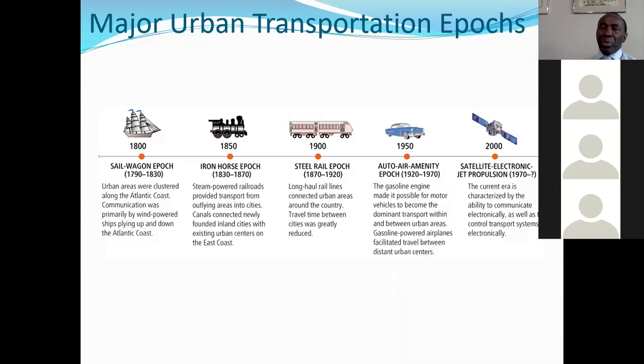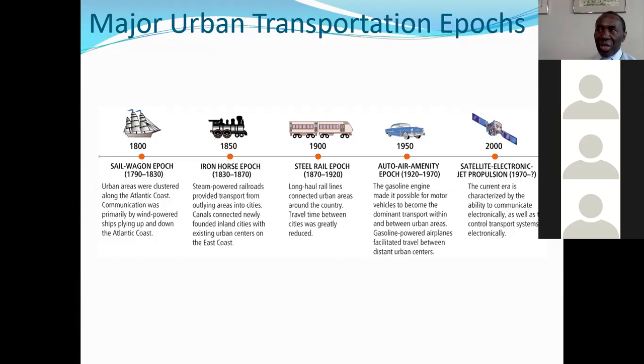This is the various transport eras. Notice we started with sail and wagon. The important thing here is that these various transport eras help to structure cities. They help some cities to expand or some cities to contract. Remember, from sail and wagon to iron ore, steam power, then to steel and rail. Rail helps in the growth of cities because people were able to travel by train to get to the inner cities, etc. Then came the auto and the air.